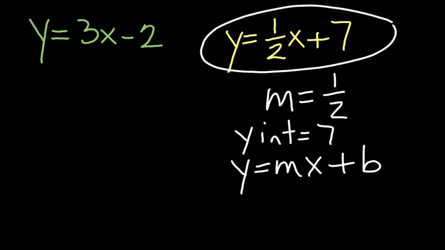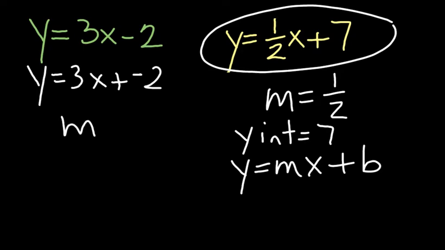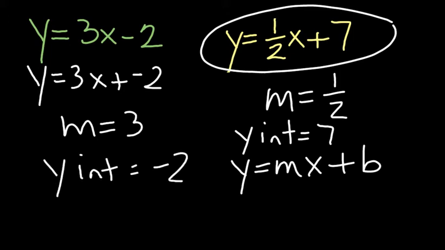Now, the other equation is in slope-intercept form, but there's one weird thing. It's got a minus sign instead of a plus sign. So, go ahead and change that to plus a negative. Isn't one minus sign plus a negative? And then it's super easy to see that the slope is 3 and the y-intercept is -2.